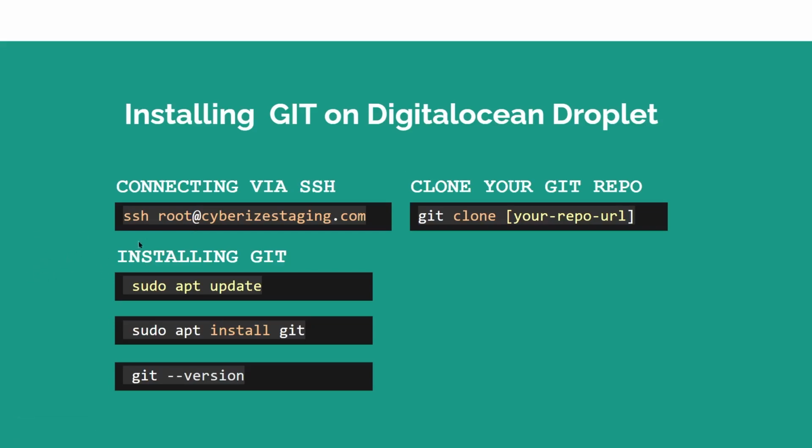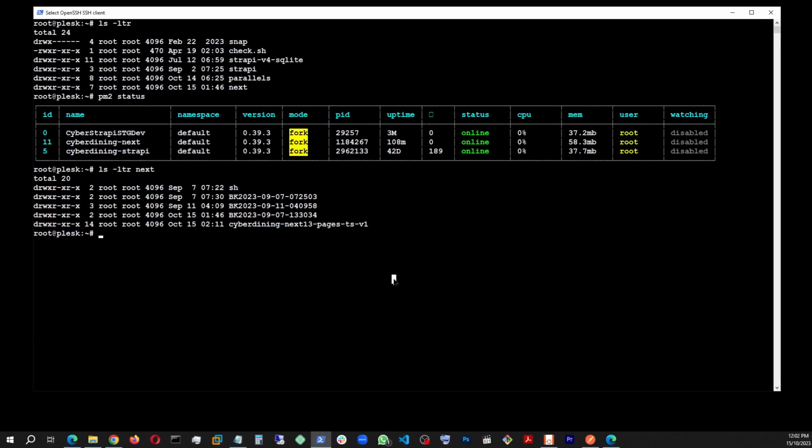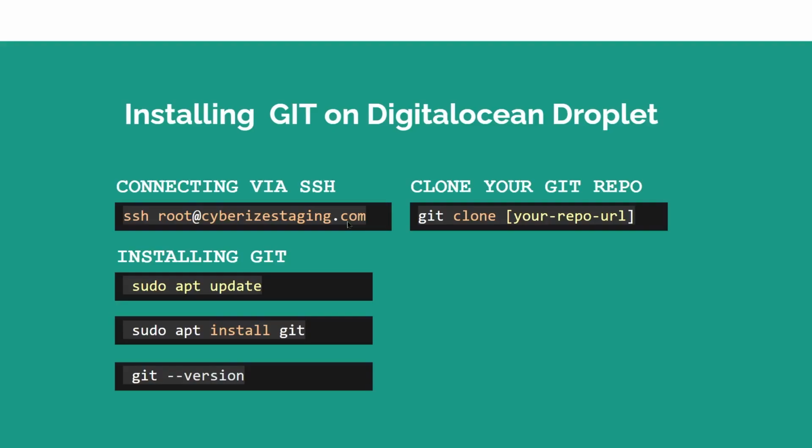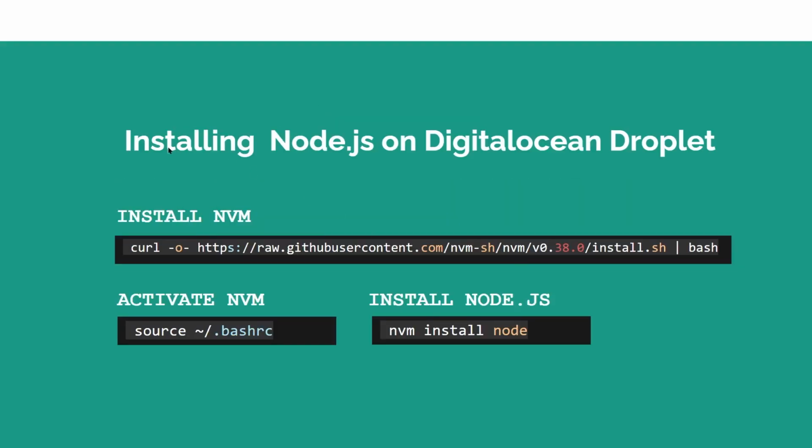So here, next I have to install Git. Use sudo apt update and sudo apt install git like that, and then we check the Git version. Once Git is installed, we can just get our Next app from the repo. So here, let's check git --version. All right, so we have 2.34 running right now.